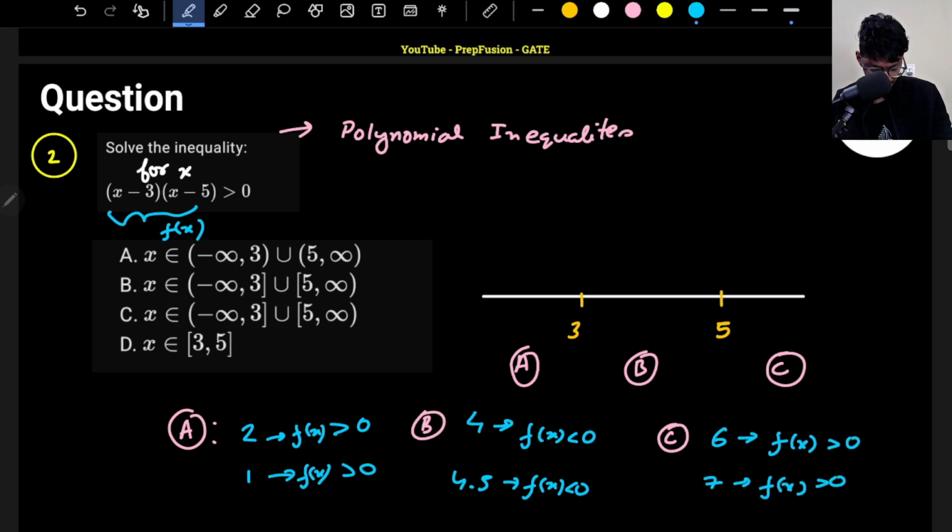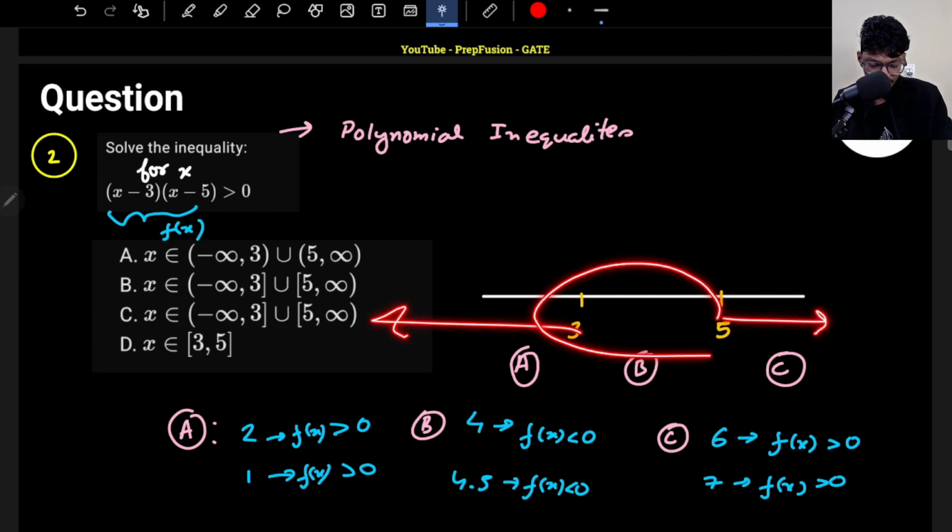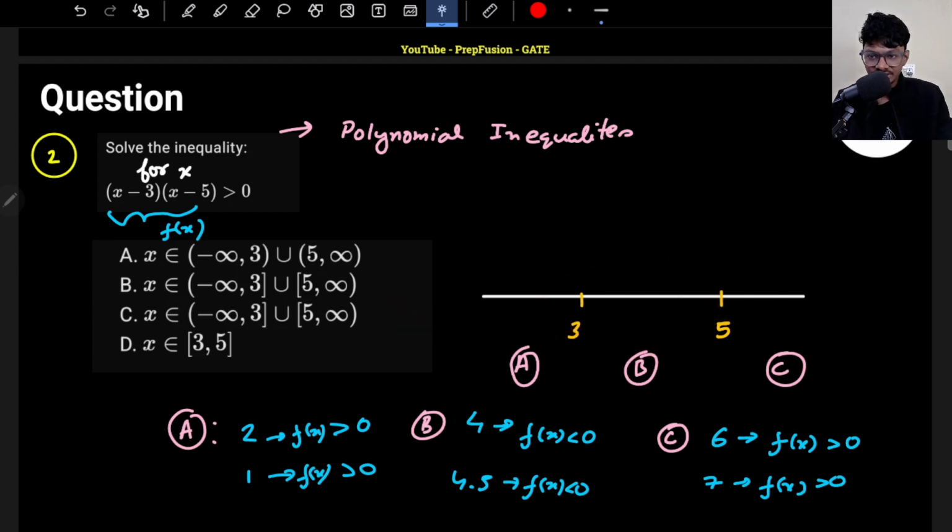So what is actually happening? In each region, the signs don't change. That means between each critical point, the signs don't change. So once I cross over this critical point, the sign will remain the same. Okay, you can choose any value. You can take more examples. So we say that x greater than 5 is positive, x less than 3 is positive, between 3 and 5 it is negative. So to represent this, we actually plot a wavy curve.